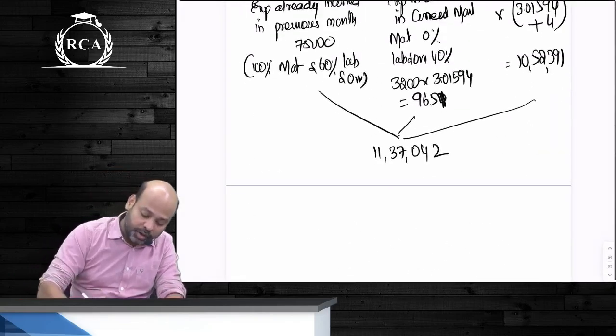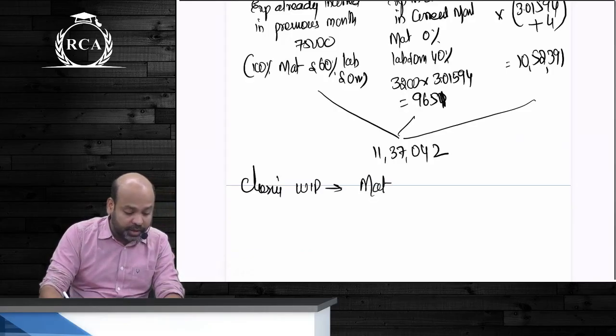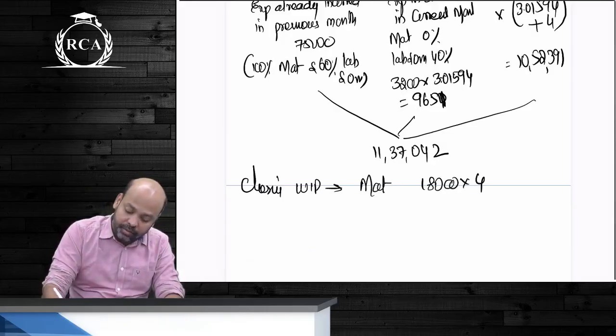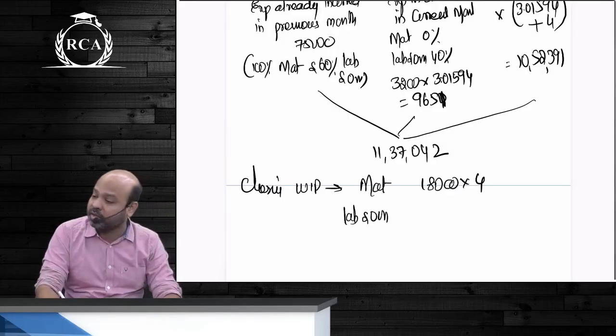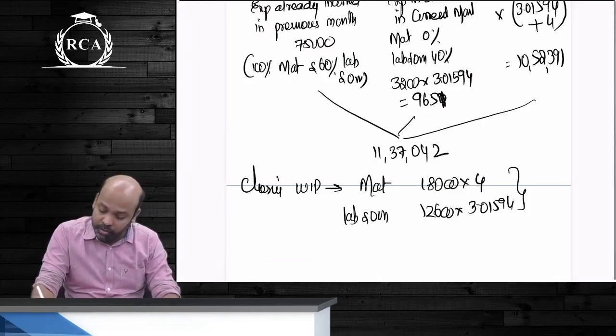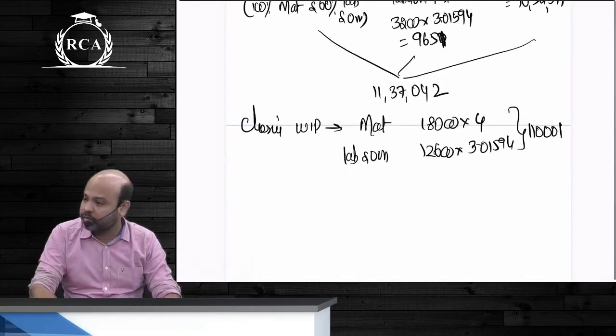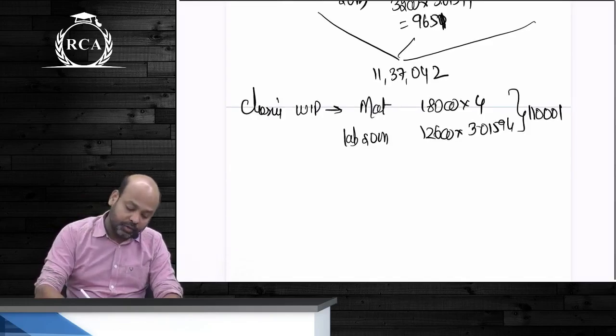Closing work in progress beta valuation. What are we going to write, guys? Material, guys, will be how many units beta? 18,000 units multiplied by 4 rupees. Labor and overheads, guys, will be 70%. So that is 12,600 units into 3.01594 to 4 li. Total amount 1,10,001. This will be the value of closing work in progress beta.